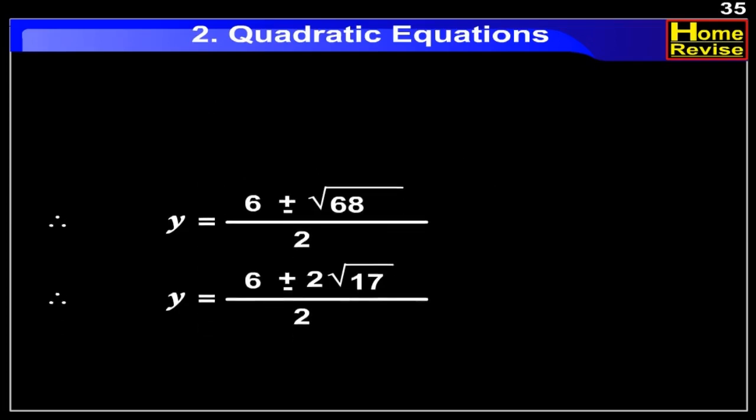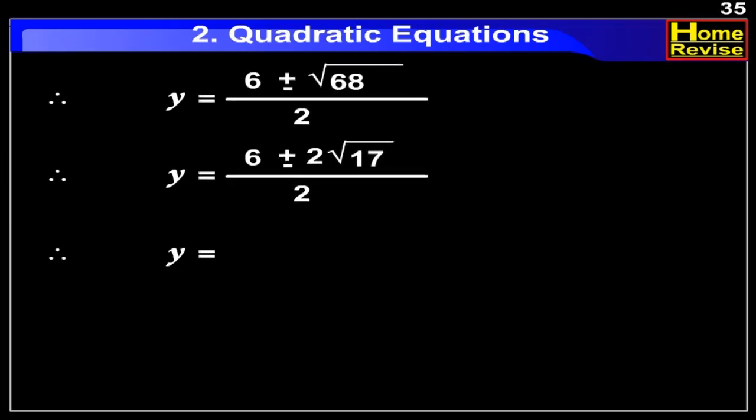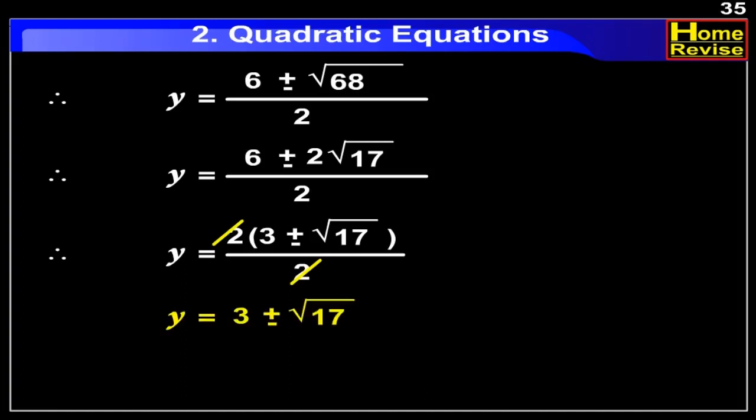Taking out 2 common, we get y is equal to 2 in bracket 3 plus or minus root 17 upon 2. Here 2 gets cancelled out in the numerator and denominator, and we get y is equal to 3 plus or minus root 17.